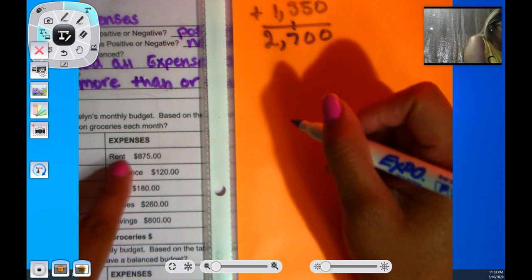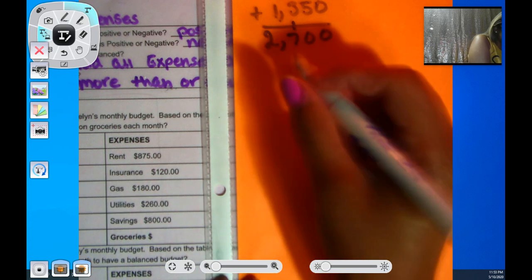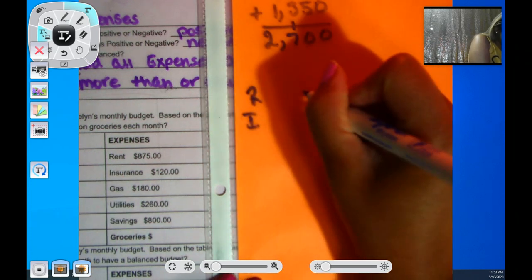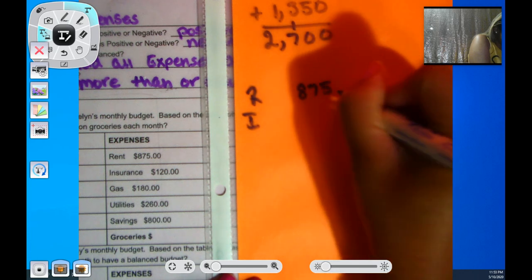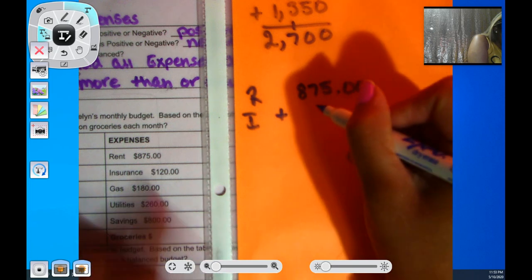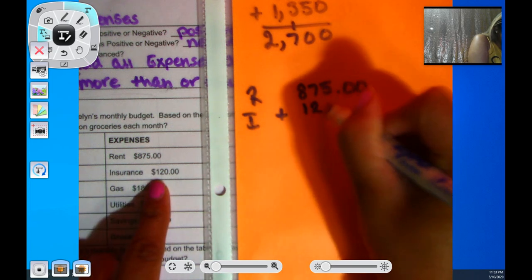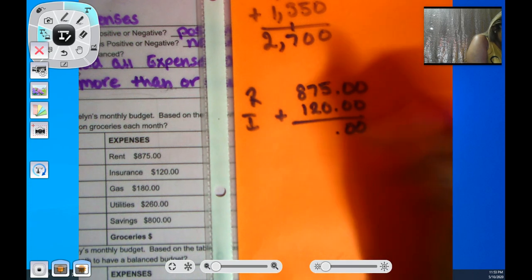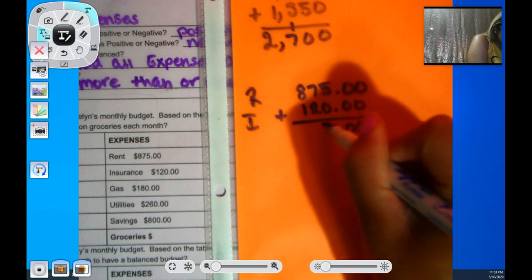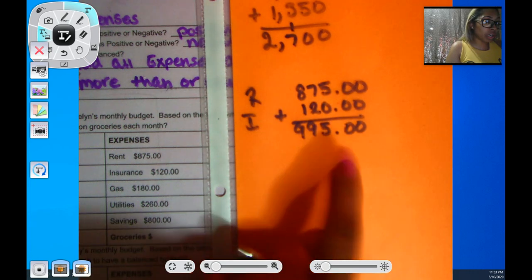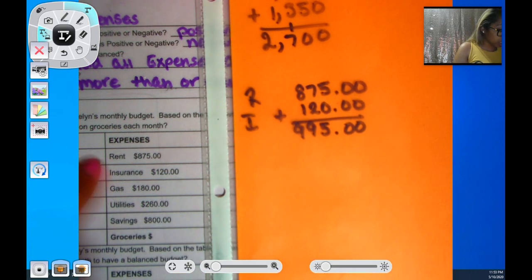So I'm going to just add up her rent and her insurance first. So rent, insurance, and I'm going to add those up. So 875. You can follow along on your paper as well. And then 120 is her insurance. So we're adding those up, making sure I'm aligning up my decimal. So we get 995, but that's just for the rent and the insurance.